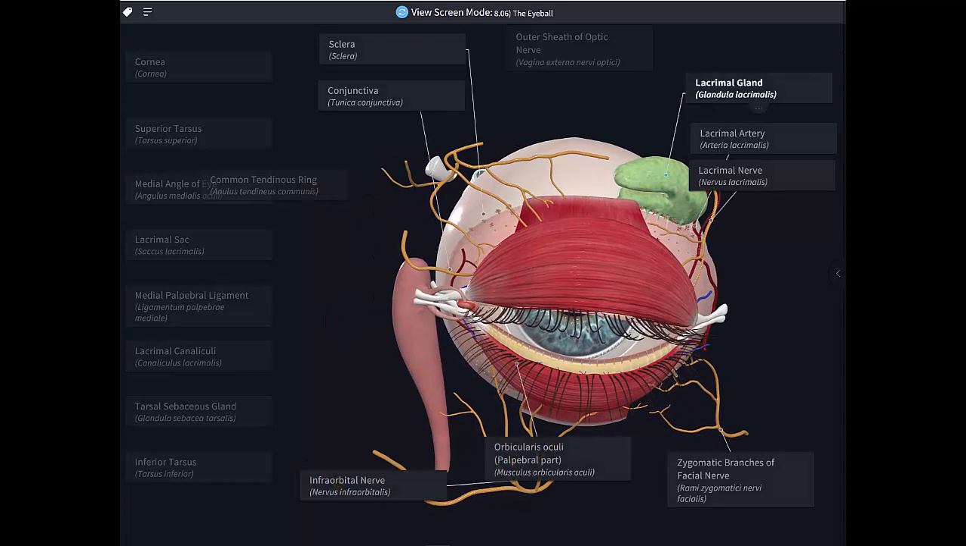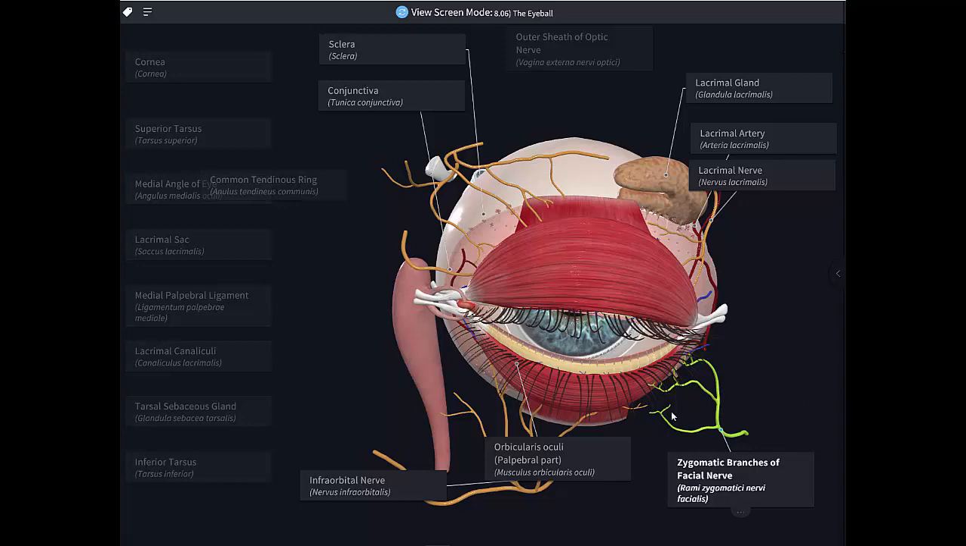So here's the lacrimal gland. Then we have an artery that is named appropriately the lacrimal artery, and here is the lacrimal nerve. Technically speaking, the lacrimal nerve is actually a branch of the trigeminal nerve, so actually of the ophthalmic division. However, it also carries parasympathetic fibers that go and innervate the lacrimal gland. Down here we have some other branches. These are zygomatic branches of the facial nerve.